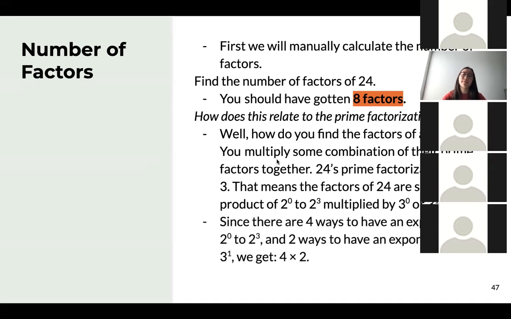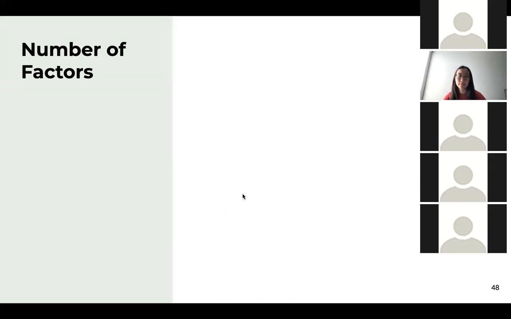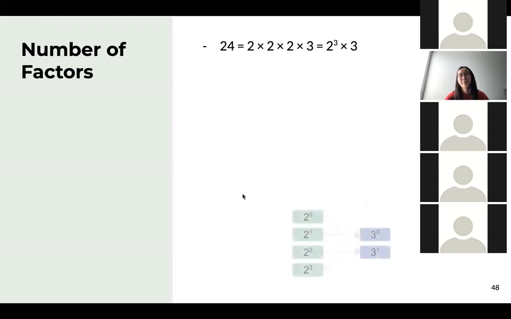And now there are 4 possible ways to have an exponent from 2 to the 0th to 2 to the 3rd. And then there's 2 ways to have an exponent of 3 to the 0th or 3 to the 1st power. So we're trying to find how many combinations there are. This is something you'll learn more in counting and probability if you take that. But basically we multiply the possibilities to get 4 times 2. And so we're going to break that down further in a diagram here.